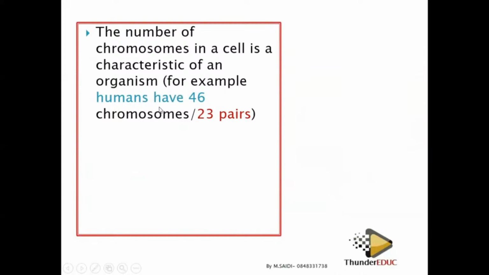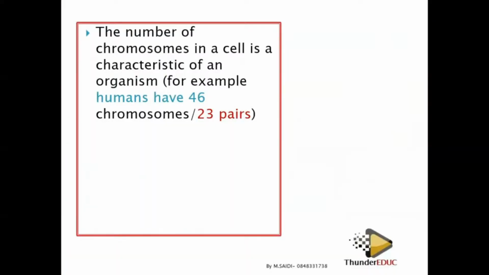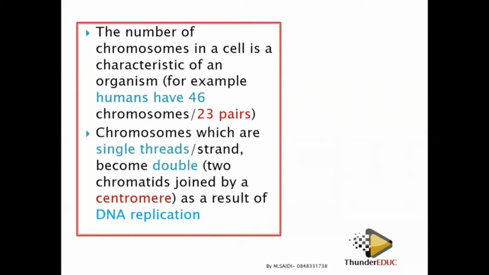The number of chromosomes in each cell is a characteristic of organisms. For example, humans have 46 chromosomes. You'll find out that Drosophila melanogaster has 8 chromosomes. You'll find out that the sheep has over 60 chromosomes. So each organism has a specific number of chromosomes. And you might find out that the biggest organism has fewer chromosomes. So it doesn't matter whether you are big or small, you might have your own uniqueness.